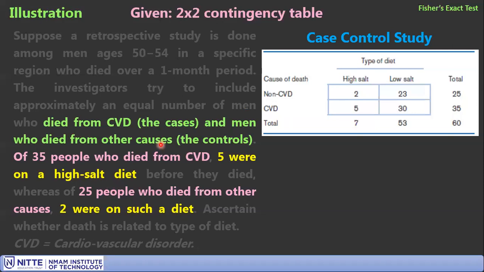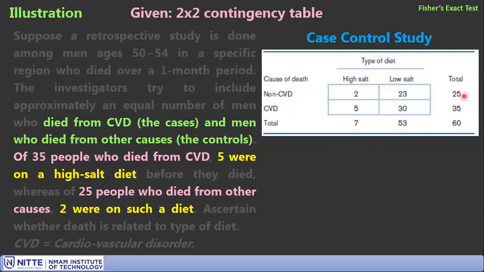So let's try to draw a 2x2 contingency table defining this. The type of diet, I have written the reverse way. This is the starting part, this is the end part for us, because we start from here and we end up here, right? Your cause of death, I have written as non-CVD and CVD, and the type of diet as high salt and low salt.